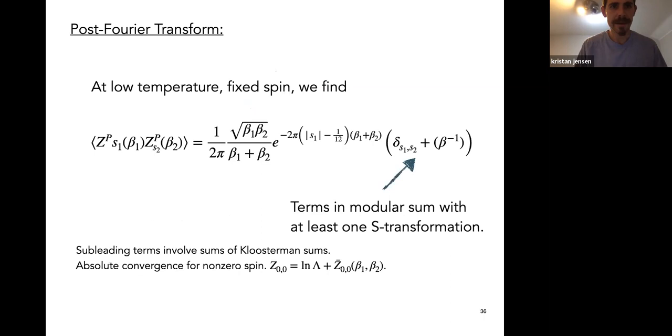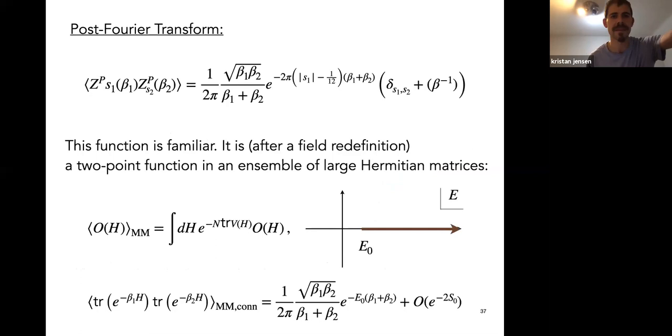And there are also terms which are parametrically suppressed at low temperature by at least one factor of beta. And in this modular sum, those all come from terms in the sum with at least one S transformation. Now, why do I write this formula? Well, this is something that is familiar to a certain subset of physicists. It is, after a field redefinition, a two-point function in random matrix theory, in particular in an ensemble of large Hermitian matrices. So what do I mean by a random matrix theory?